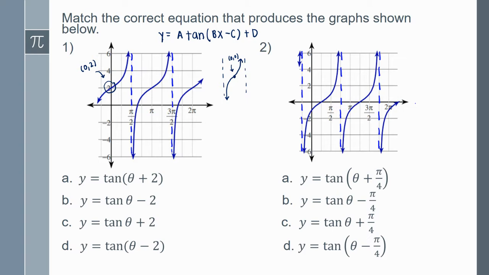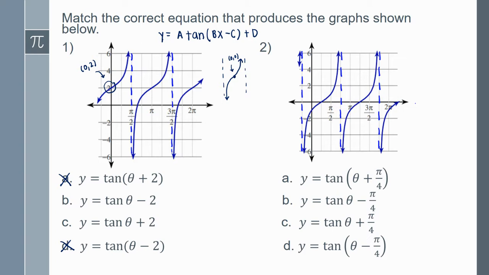That means we have a vertical shift. Looking at my different options here, vertical shifts deal with the D value. So it's the number that's being added or subtracted outside of that tangent function. Since A has that 2 in parentheses, that's not a vertical shift. Same thing with D. So it's neither one of those. So I was able to eliminate that right away.